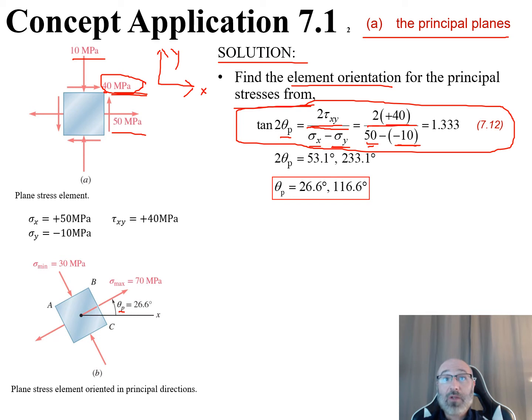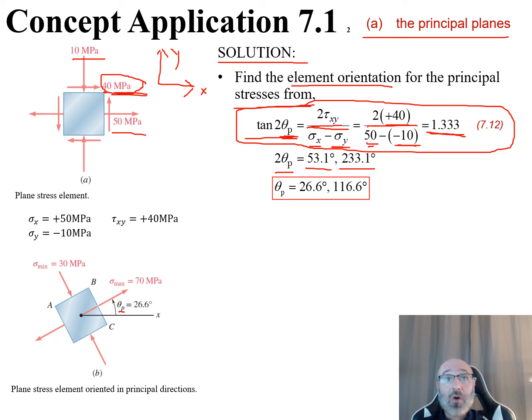So those are all the values that we can plug straight into that equation 7.12. And from that, we find that our tangent of 2 times theta sub p is equal to 1.333. So then we can convert that from radians to degrees. So 2 times our theta sub p is equal to either 53.1 degrees or 233.1 degrees.